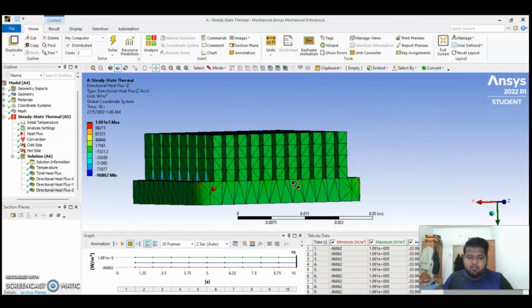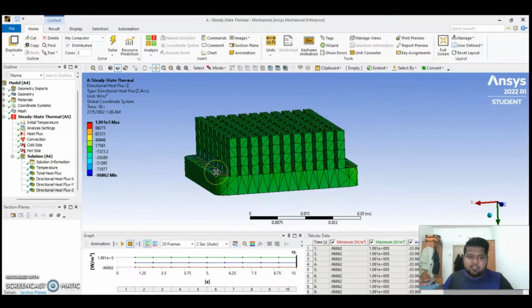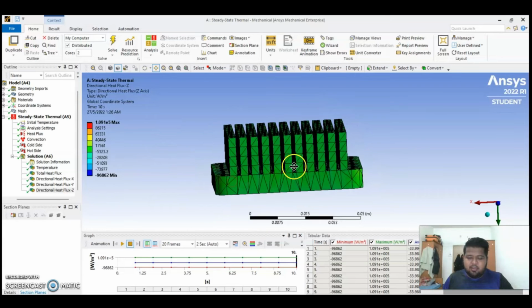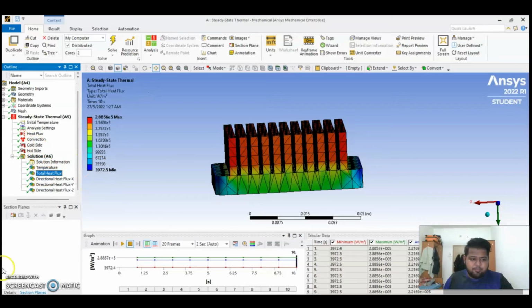Okay, so far this is how you set the boundary conditions, and this is how you analyze your temperature and your total heat flux.